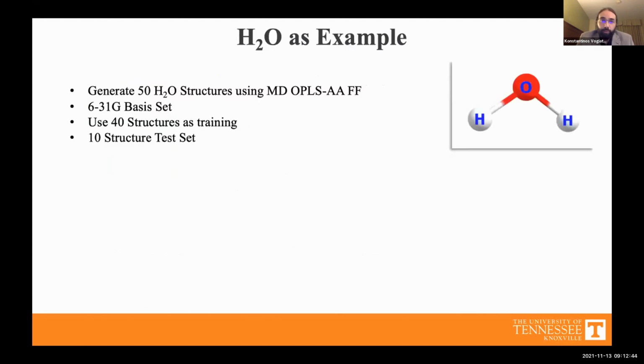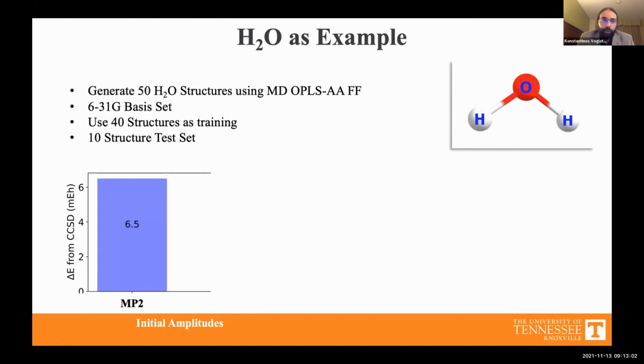So just to demonstrate what we can achieve with this scheme, we start with 50 water molecules, different conformers of water molecules, and we use 40 for training and the remaining 10 for testing of the model. And if I begin the calculation of these 10 water molecules with the MP2 amplitudes, I need to solve the iterative equations.